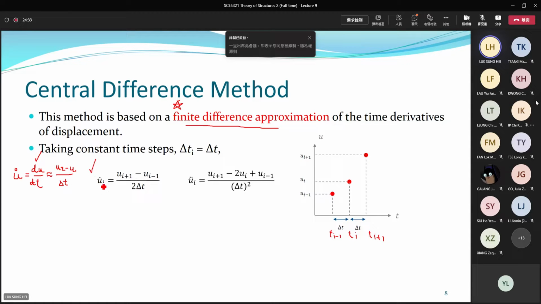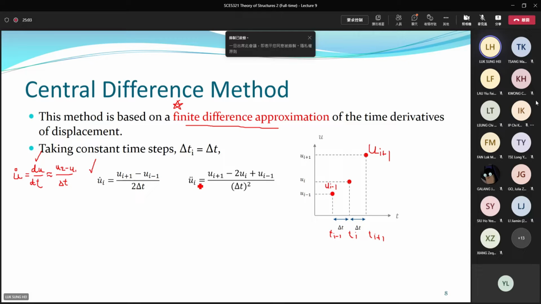First one. u dot, meaning velocity at time step i, is equal to the displacement at time step i+1 minus time step i-1, and then over 2 times delta t because we pass through 2 data points. So here I show you the approximate value of velocity.